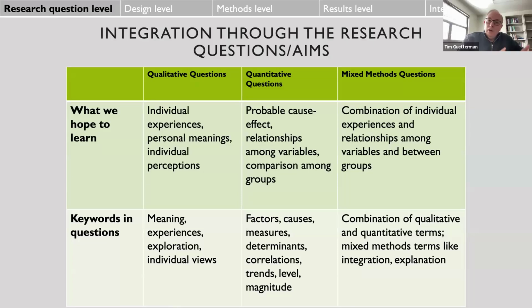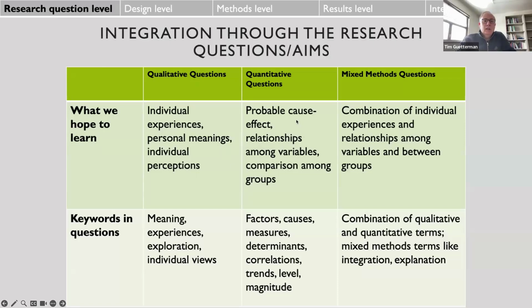So the idea is that you need to think about what you want to learn from your quantitative and qualitative components, so you can think about what you hope to learn by integrating the two. So what you hope to learn qualitatively, it could mean individual experiences or meaning of something. It could mean individual perceptions.